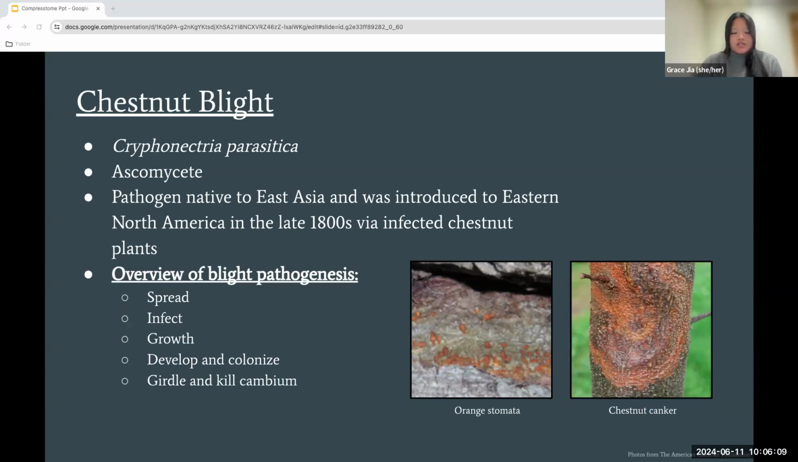The final step is girdling and killing the stem or branch that has been infected. So the fungus will girdle and kill the cambium and continue to do so after a stem or branch is killed. So just to show you how intensely this chestnut blight can alter the American chestnut tree.